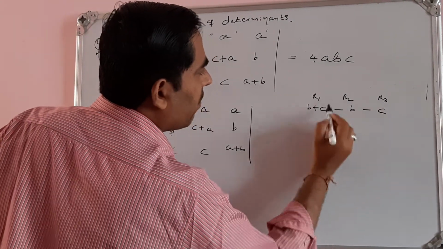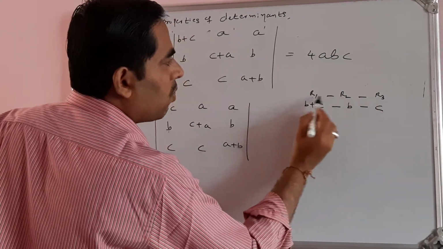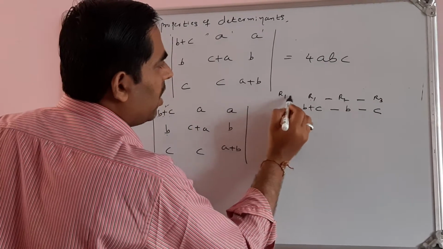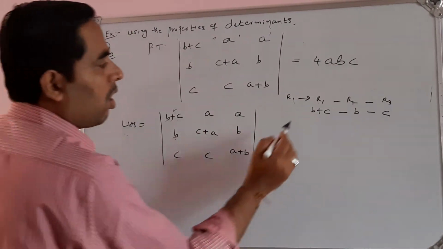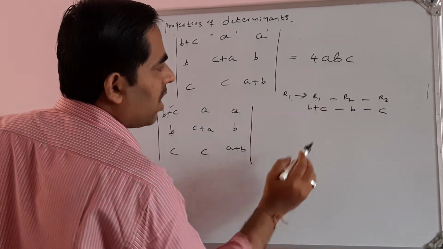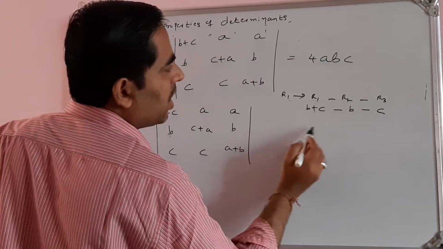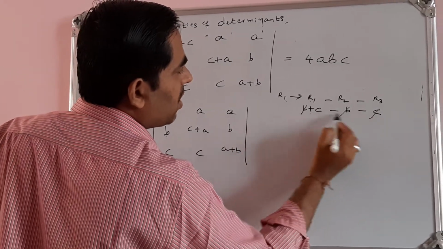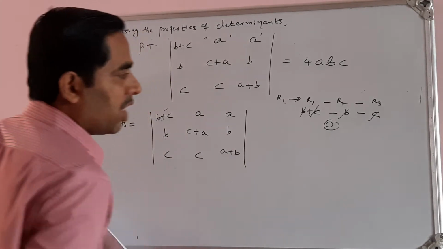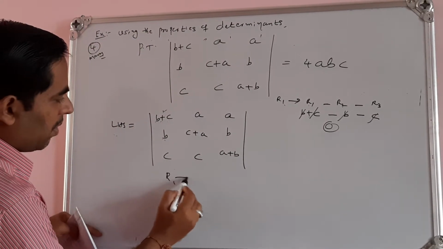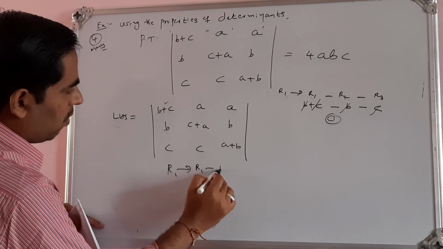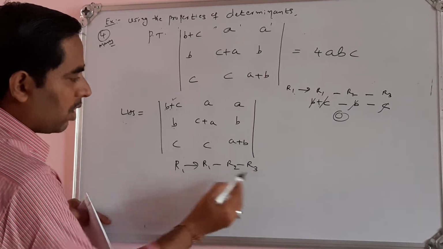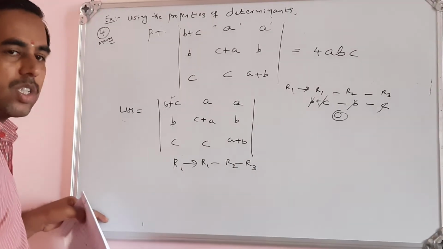See C. So if I take C minus R1 minus R2 minus, see, if I apply on the first row, R1 changes to R1 minus R2 minus R3. See B plus C minus B minus C. Then minus B plus B, minus C plus C get cancelled. See, I got 0. So I can apply R1 changes to R1 minus R2 minus R3. Okay, this is my first operation here.